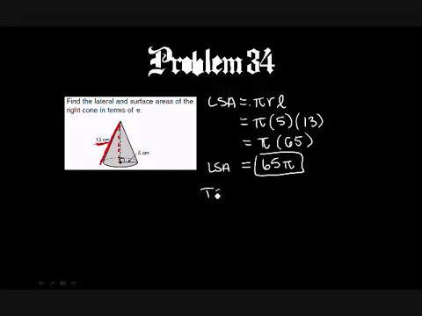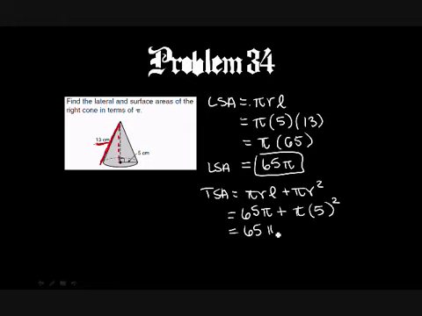And then to get the total surface area, we have pi RL plus pi R squared. We've already done the pi RL, it's 65 pi. And then pi R squared is going to be pi 5 squared. So we have 65 pi plus 25 pi. So 65 plus 25 is 90. So we get a total of 90 pi. And that's our total surface area.